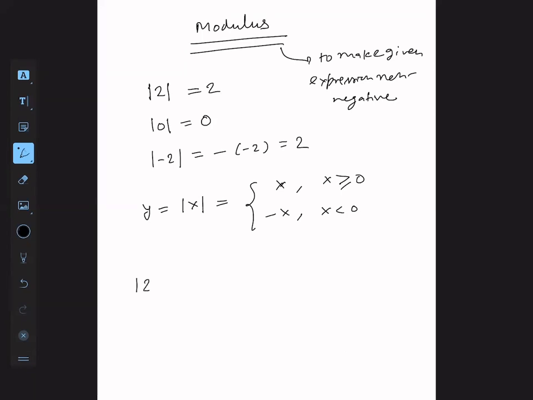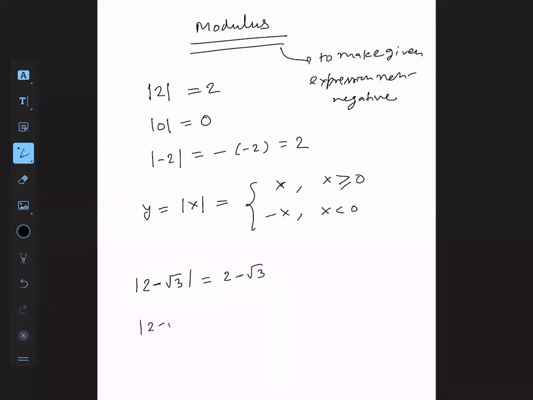So can you tell me the value of modulus of 2 minus root 3? Yes, 2 minus root 3 is always a positive quantity. So this is equal to 2 minus root 3.